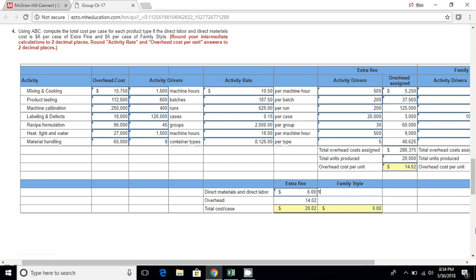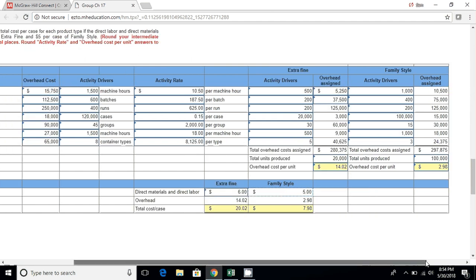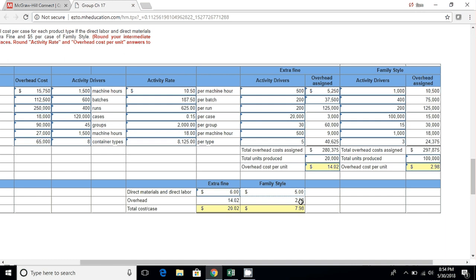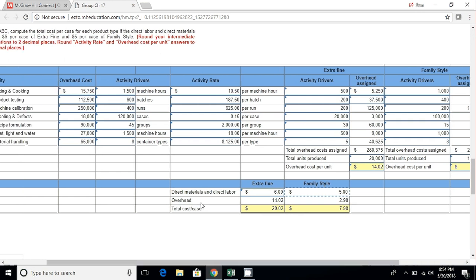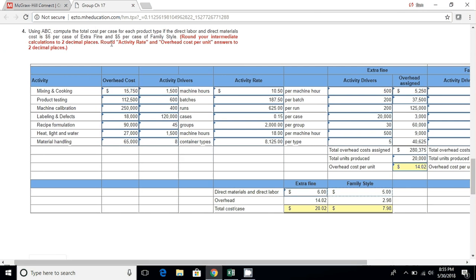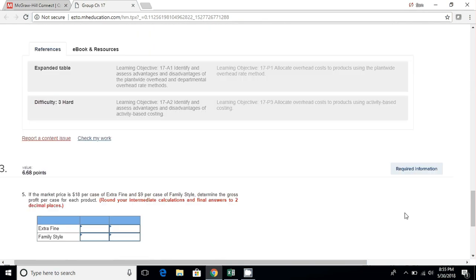And once you add in the 14.02, we get a total cost per case for extra fine. This is $5, and then once we add in the 2.98, basically those numbers are just coming from here. 2.98 to there, 14.02 to there. You see where I got the 6 and 5. They talk about it right here in this paragraph. It tells us how much the direct material and direct labor cost. So now we have a total cost per case for extra fine and for family style of $20.02 and $7.98 respectively.